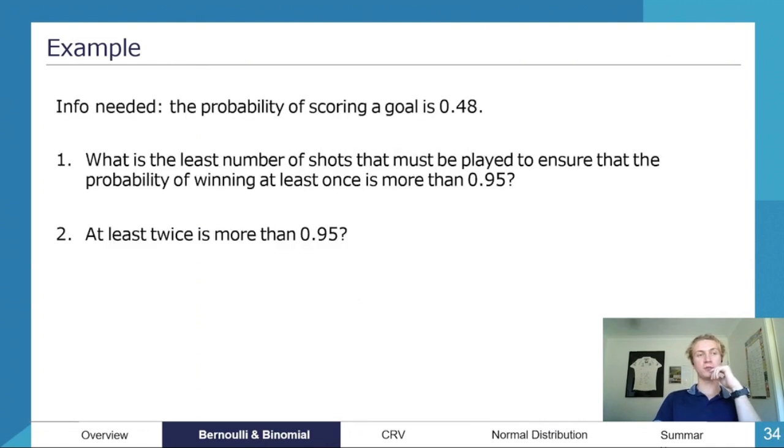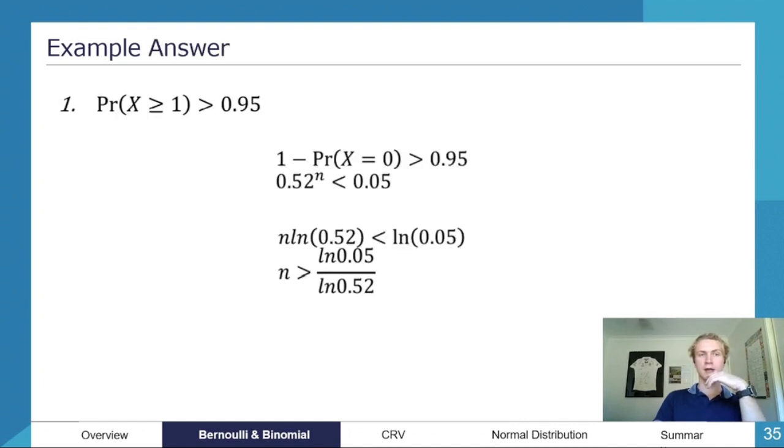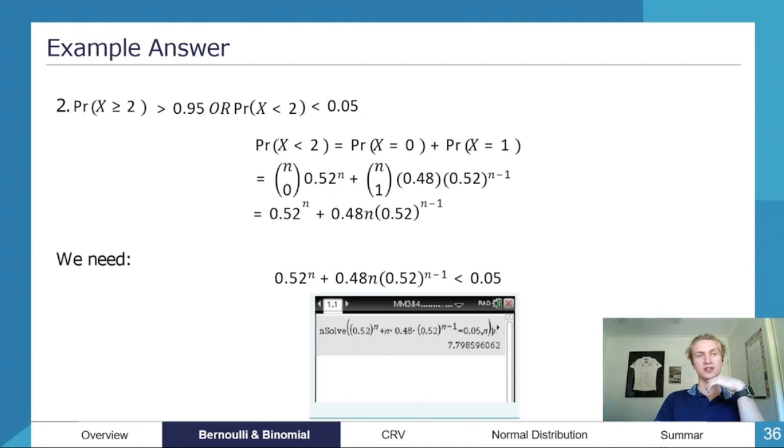Okay, part 2. So part 2 was asking, okay, at least twice. So the probability of scoring a goal at least twice being more than 95%. So once again, all we have to do is just set it up as a function. So we're trying to find the probability that x is going to be greater or equal to 2. And that probability is going to be greater than 0.95. Now, another way of writing that is that the probability of x being less than 2 is less than 0.05. Okay.